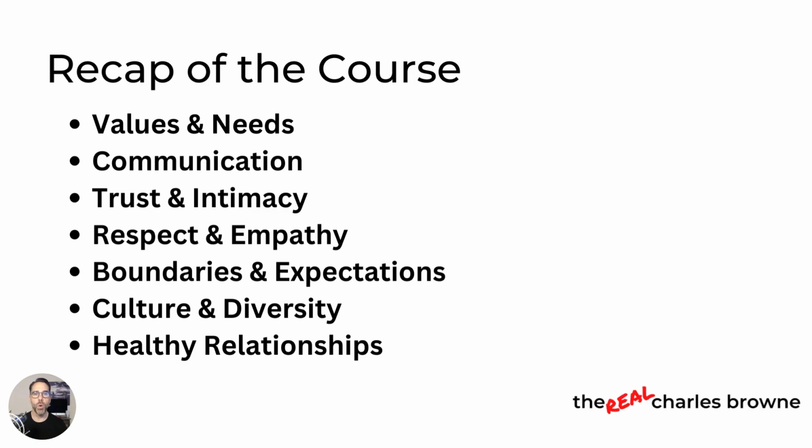As I alluded to in a couple of previous modules, I built these in a way such that if you're having problems in a specific area, look to the preceding modules for help. Okay, so if you're having trouble with boundaries and expectations, you need to do a check on respect and empathy. You need to check your trust and intimacy. You need to review your communication, and you need to make sure that you've clearly defined your values and your needs in the relationship. So they kind of work in order like that.